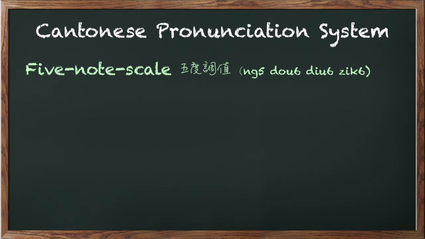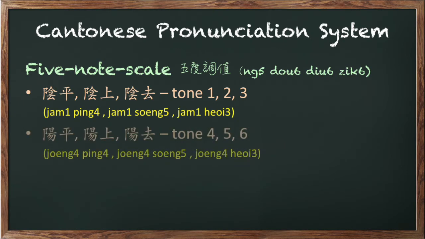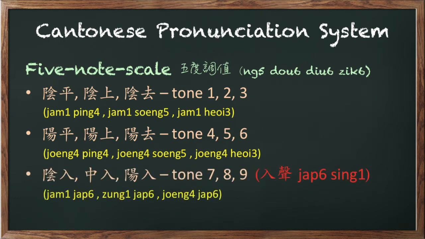When you listen to the examples above, can you find any patterns? We can divide the 9 tones into 3 groups. They are 陰平、陰上、陰去, meaning tone 1, 2 and 3; 陽平、陽上、陽去, meaning tone 4, 5 and 6; and 陰入、中入、陽入, meaning tone 7, 8 and 9.